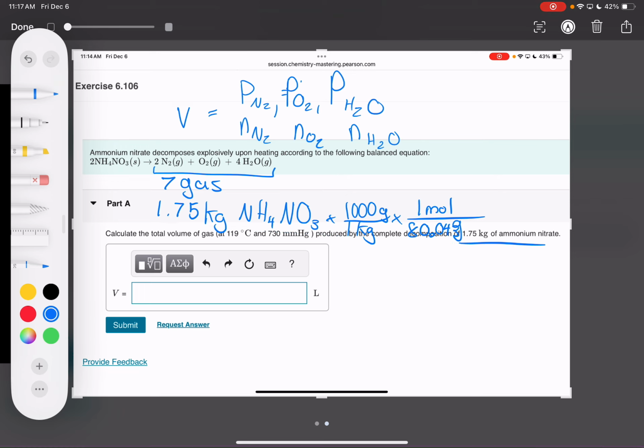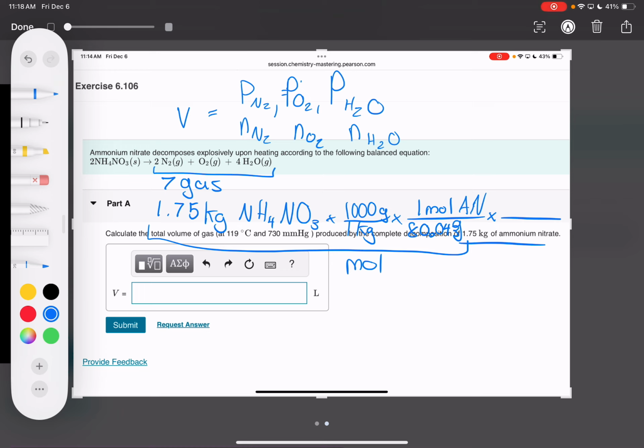Okay, so this is ammonium nitrate. I'm just going to write AN. Now from the balanced equation, I converted this whole process to moles of ammonium nitrate. That's what we do in stoichiometry every single time. How did I know I had to do that? Because ammonium nitrate is not a gas. It was a solid reactant. So I can't calculate volume of a gas until I know how much gas there is.